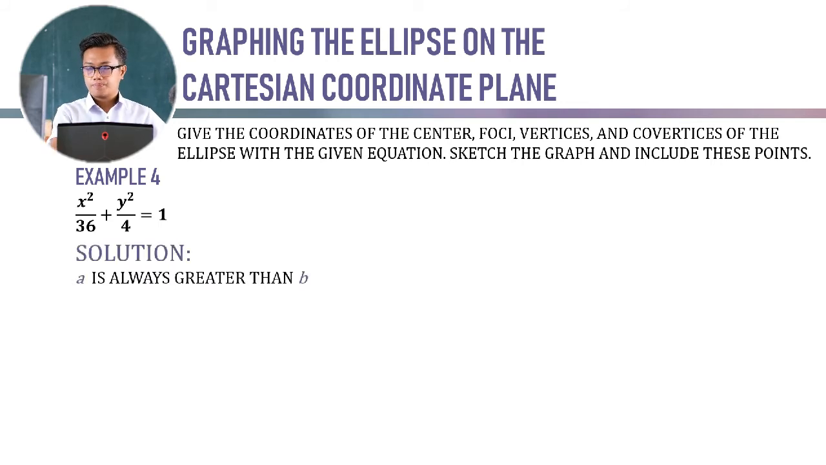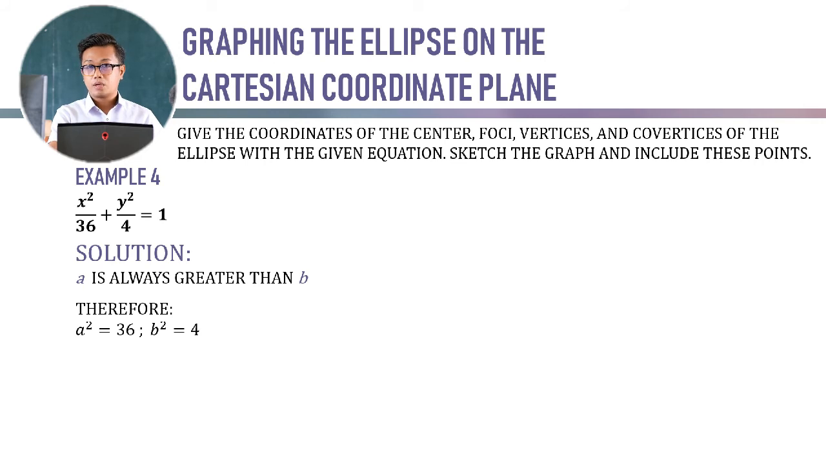So, solution. A is always greater than B. So tandaan ta na nga A is always greater than B for our ellipse. So sa diri possible nga ang aton nga A ara siya sa below sa aton nga X kay mas dako ang 36 compared sa 4. Therefore, A squared is equal to 36 and B squared is equal to 4.